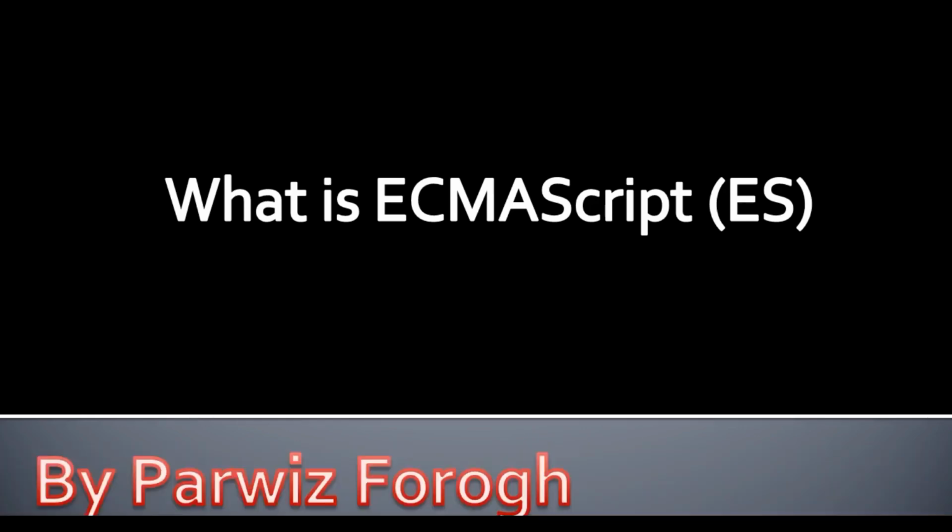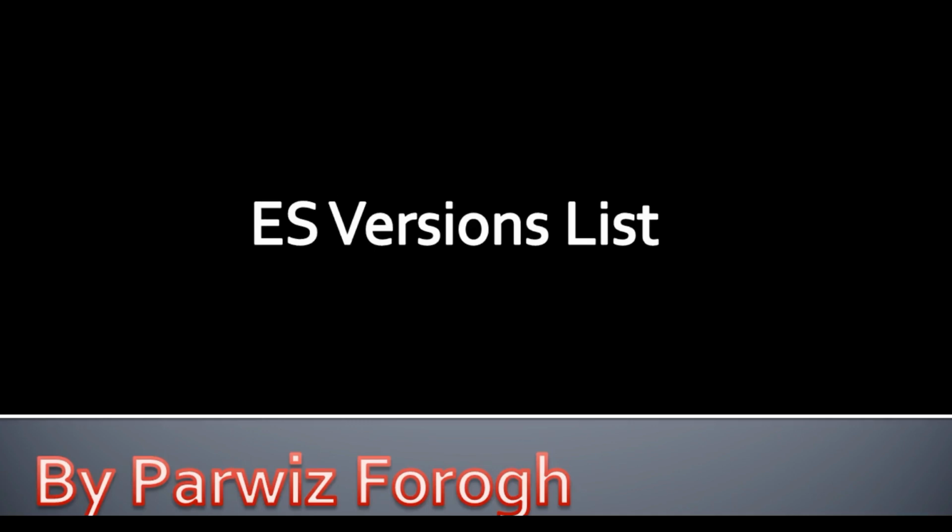Now there are different versions of ES in JavaScript. So let me just introduce some of them. The first ES release was in 1997 and it was ES1. After that we have ES2, ES3, and ES4 was abandoned, and after that we had ES5. ES5 was released in 2009, and after ES5 another new version was ES6.